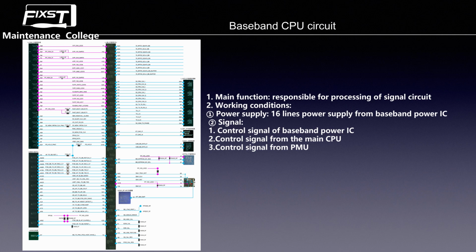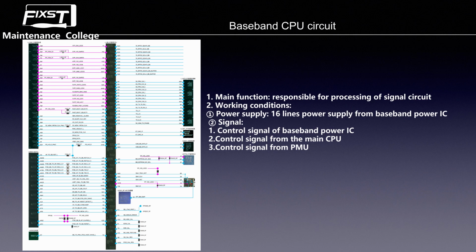When the phone is powered on, the PMU and the CPU will control the baseband power IC to work and send the S1, S2, S3, S4, and S5, these 5 powers to the baseband CPU. When the baseband CPU gets these 5 powers, it will check itself. After it finishes, and all is perfect, it will send the power holding signal to the baseband power IC to let it continue sending the other power to it. Okay, this is the power holding signal.